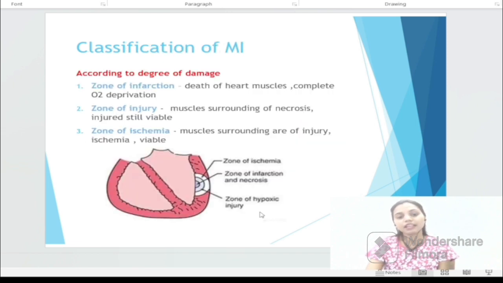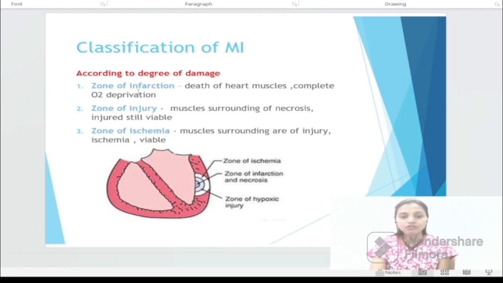And we will see next the classification of MI. What are the classifications of MI? According to different areas of MI. The first one is according to degree of damage. Okay. So how many degrees of damage cause MI? So first one is zone of infarction.